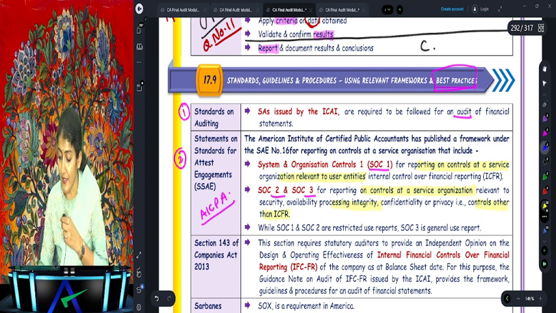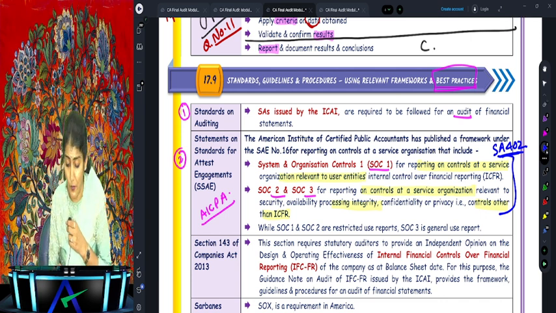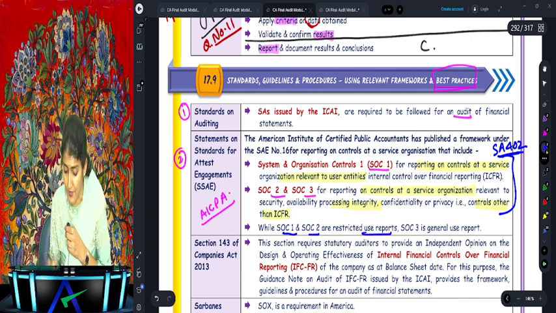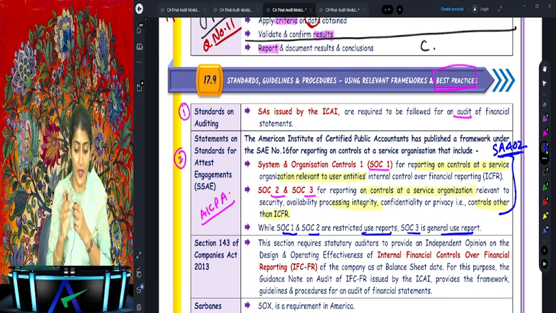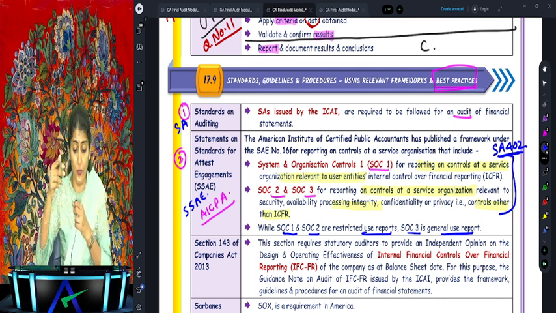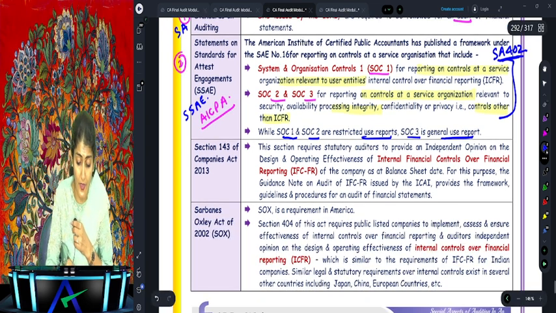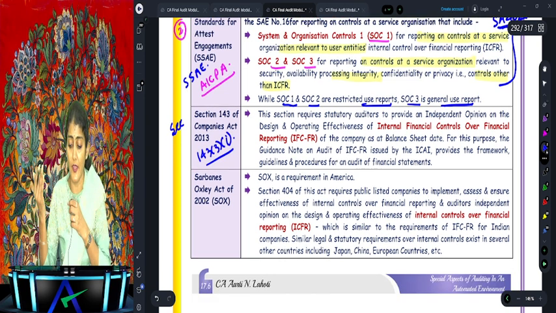In the Indian context, the core relevant one is SA 402. Right. And while SOC 1 and SOC 2 are restricted use reports, SOC 3 is a general use report. So that is the Statements on Standards for Attestation Engagements. What is number 1? SA. What is number 2? SSAE. Right. Then you also have section 143(3)(i) of the Companies Act, which requires the statutory auditor to report on the IFC, right?